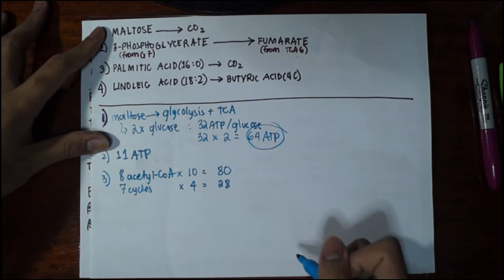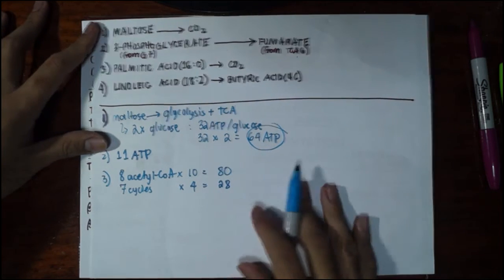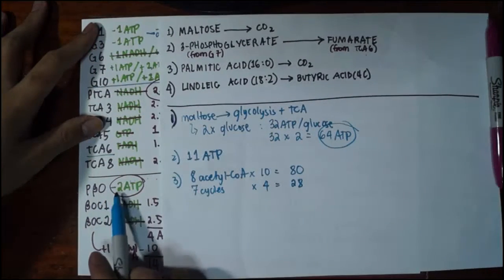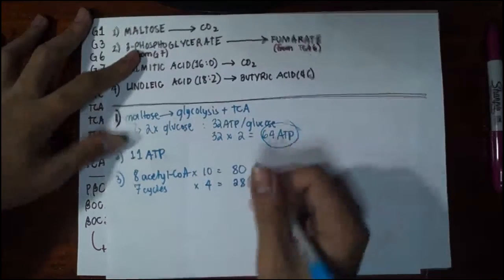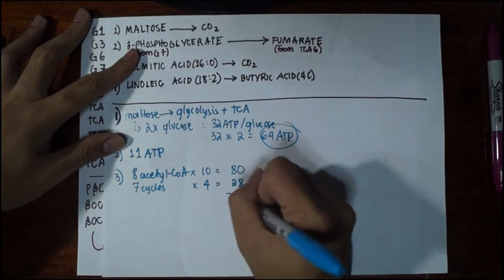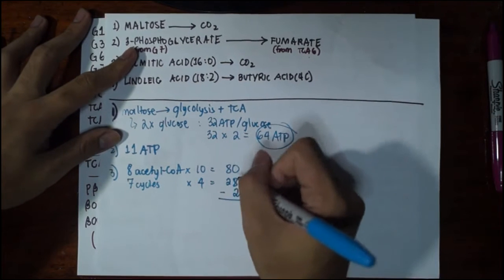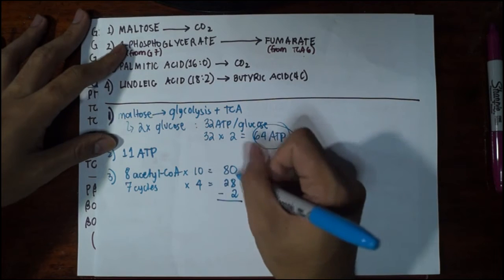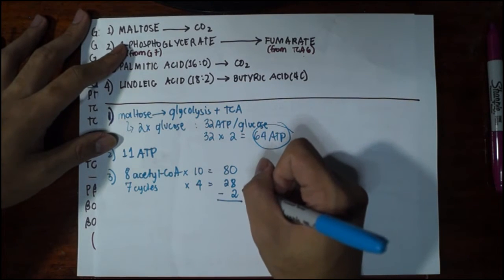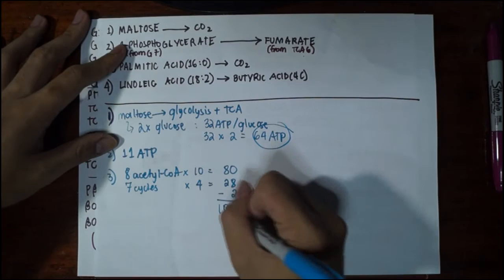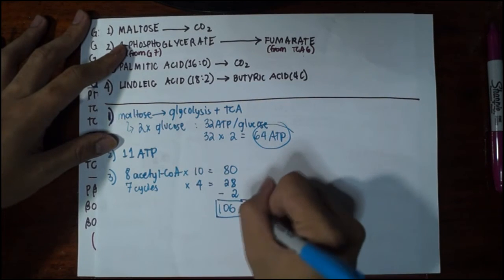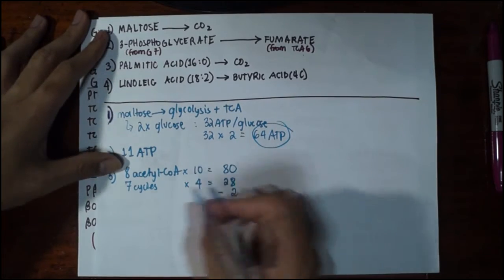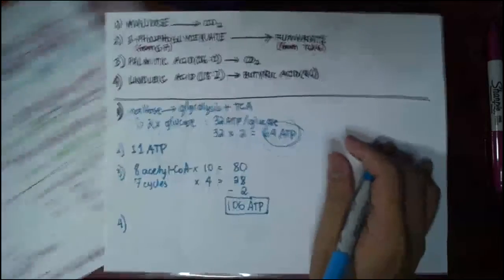Is this final? No. Don't forget that we have a pre-beta oxidation phase which involves usage of 2 ATP. So whatever sum we get here, we subtract 2. So 80 plus 28 means 108, and 108 minus 2 yields 106. So the answer to this one is 106 ATP produced per palmitic acid in complete oxidation. However, what is the case in number 4?